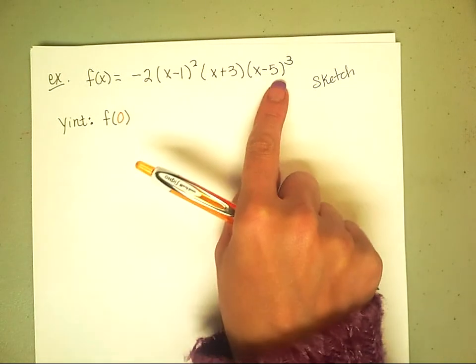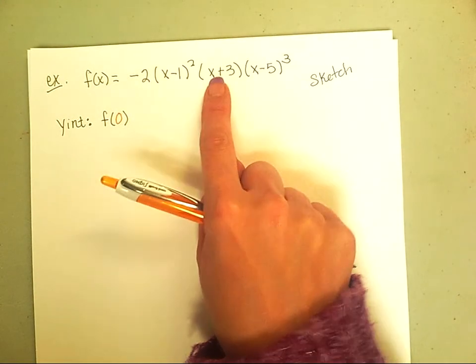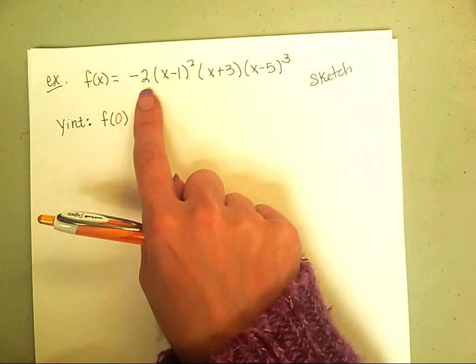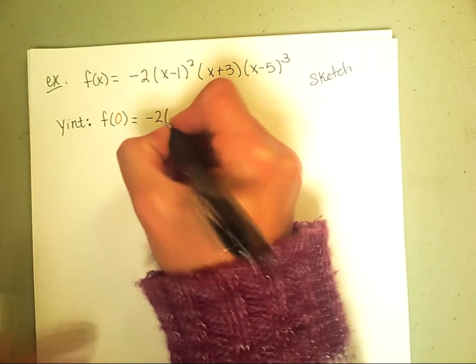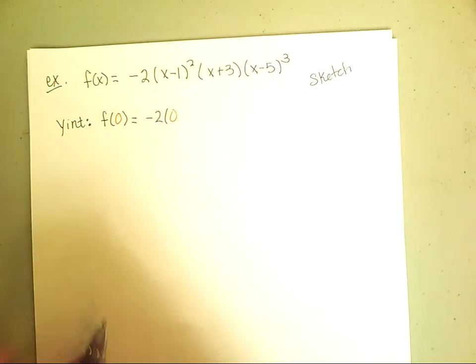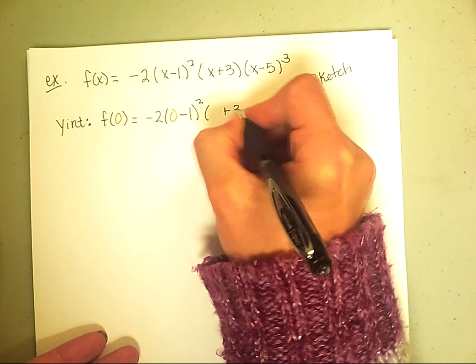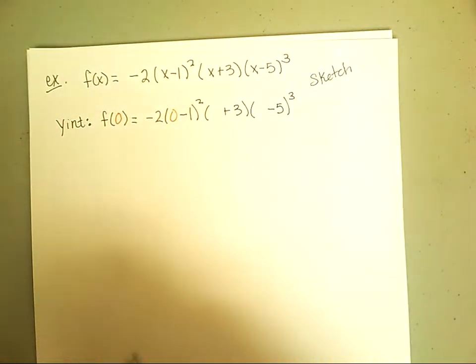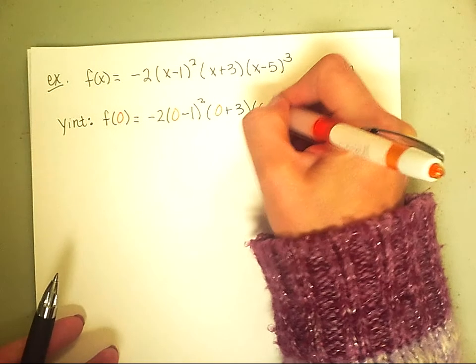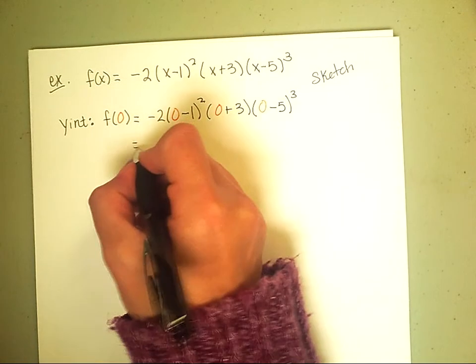Now this is in factored form. Don't go expanding this thing out. I do not want to cube this and then square that and multiply those and then multiply by this and then finally multiply by a negative 2. We don't need to do that. We can find f of 0 by just substituting 0 in the factored form. So that's just substituting in.